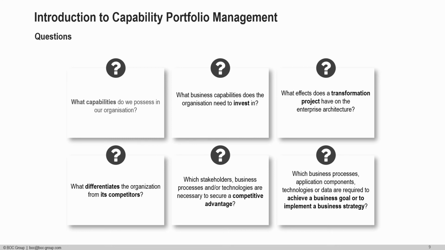What do we have that they don't? So what is our competitive advantage? But not only that, but also which stakeholders do we need to achieve our competitive advantage? Which business processes or technologies or equipment are necessary to secure this competitive advantage?